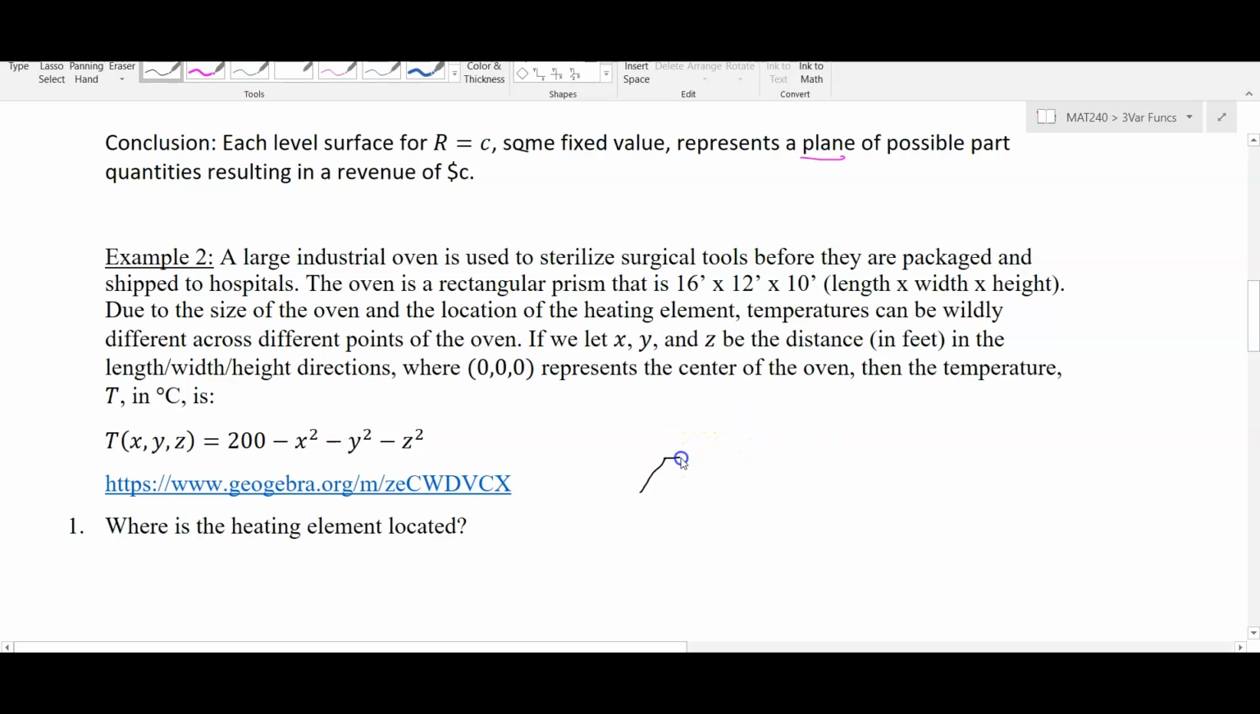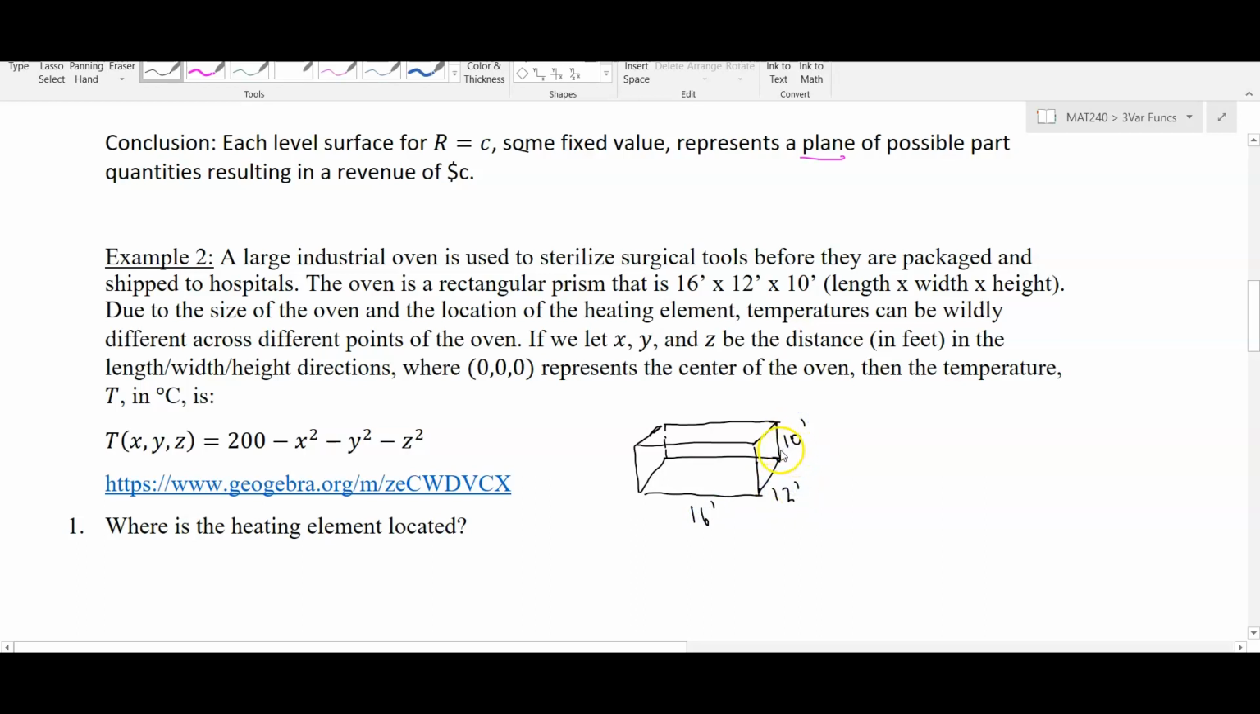I'll try to draw a rectangular prism. Here we go. There's our rectangular prism, or there's our base of our rectangular prism. So we have something that looks like this. And I'll just draw a dotted line there. And we're going to get something that looks somewhat like this. There we go. Okay, so we have this rectangular prism, which is 16 feet by 12 feet by 10 feet.